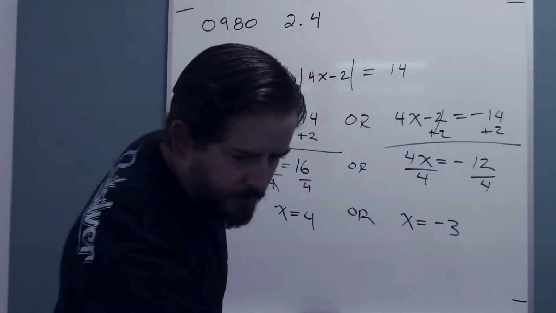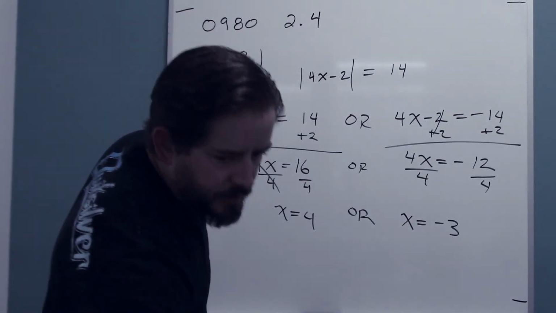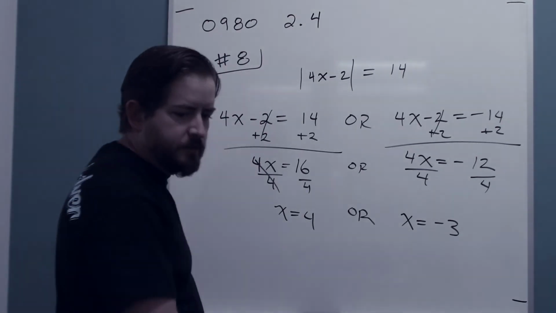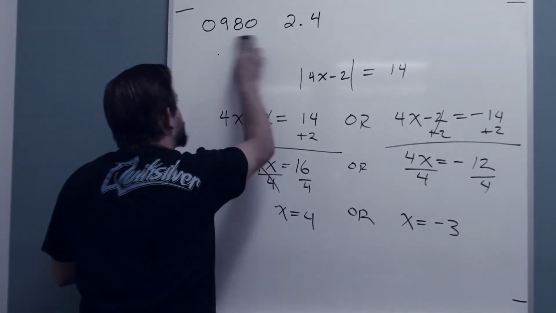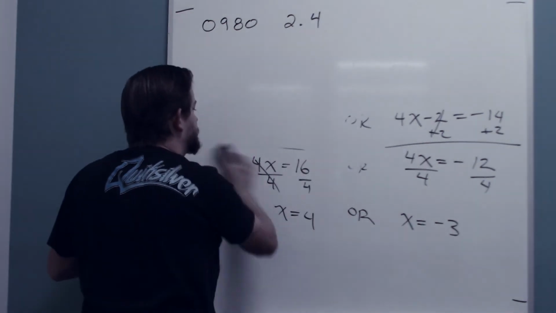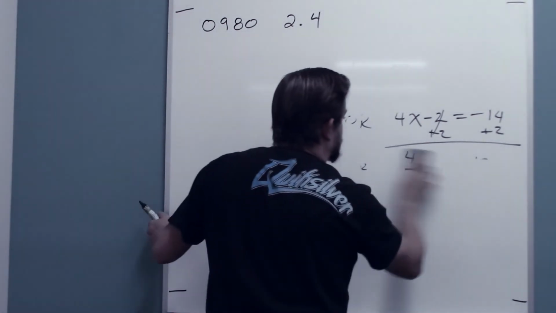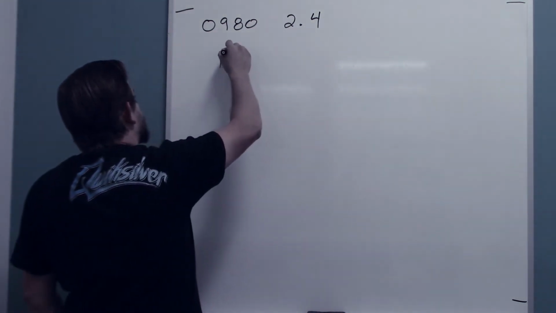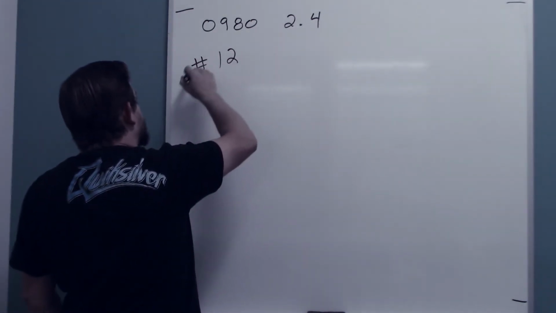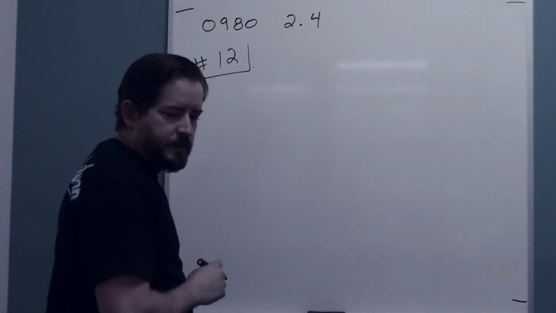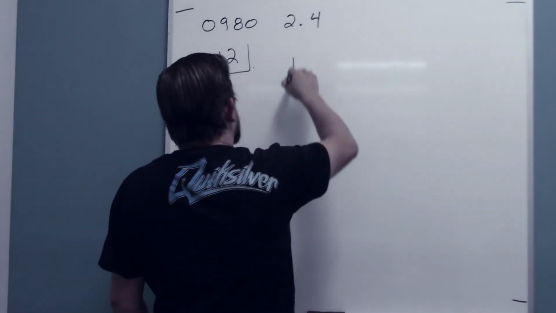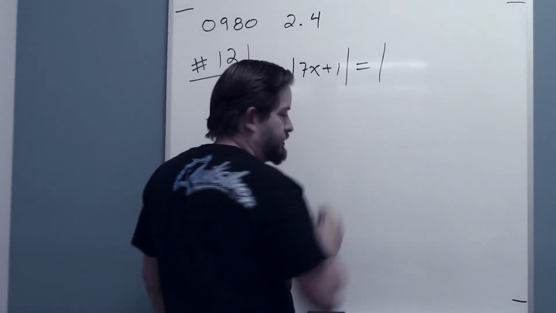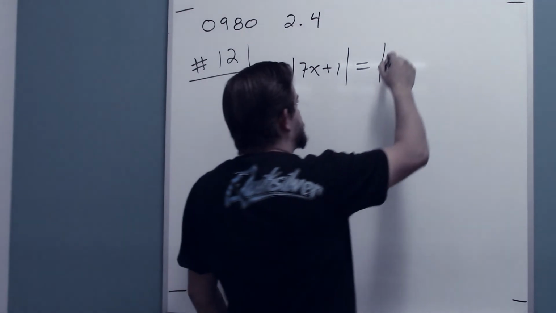And then we had something pop up like, say, number 12. 11 and 12 are similar. Let's take a look at 12. So 12 says the absolute value of 7x plus 1 is equal to the absolute value of 2x plus 2.